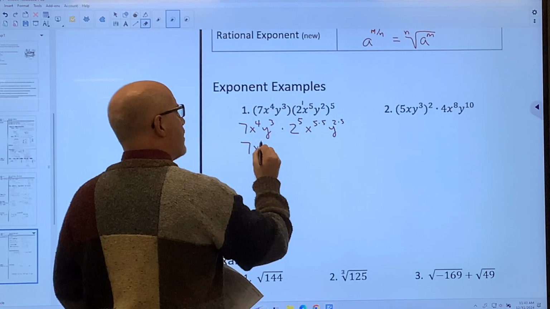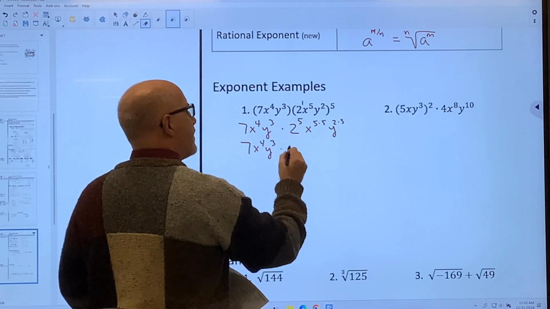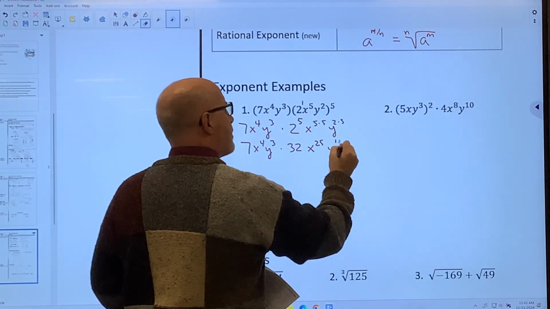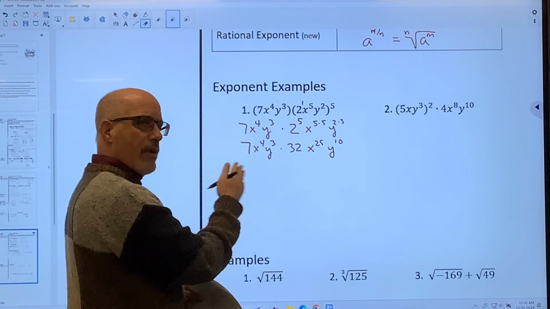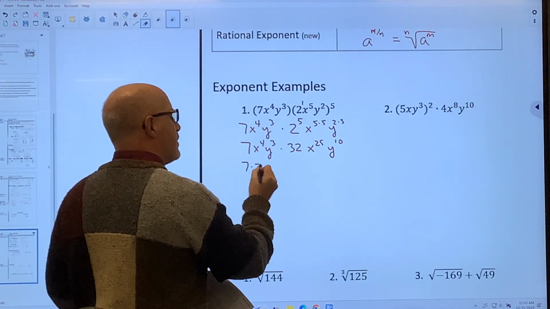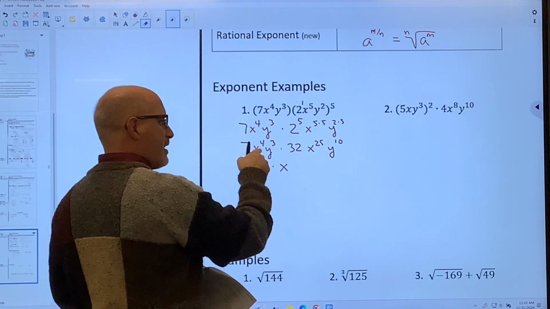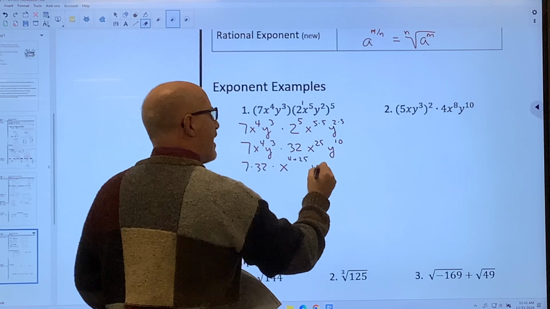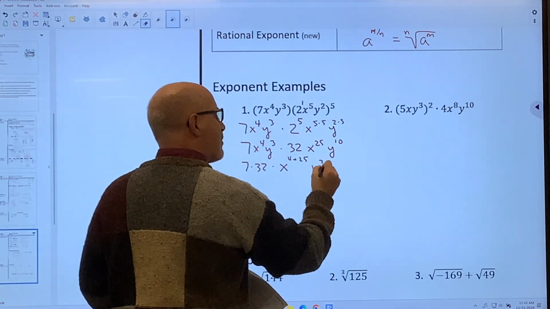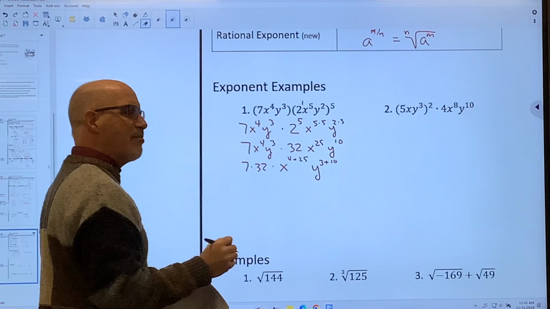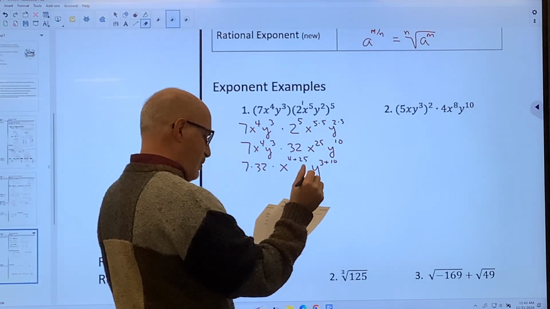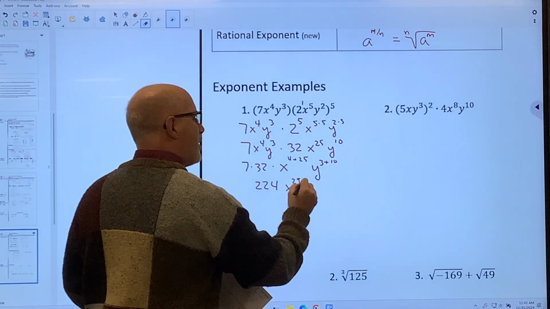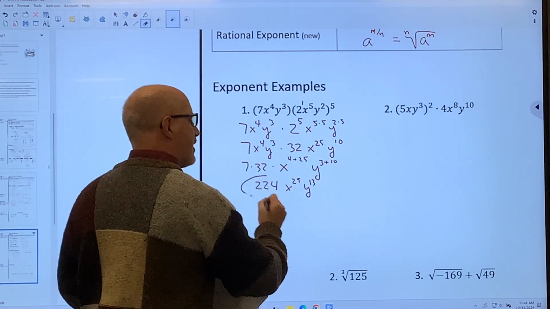So this one I'm going to leave alone for just a moment. 2 to the 5th is equal to 32, x to the 25th power, y to the 10th power. Now when I take this, I'm going to rearrange. I'm going to do 7 times 32 in the front, times x. There's an x to the 4th, an x to the 25th. I'm going to add those exponents. I've got a y to the 3rd, y to the 10th. I'm going to add those exponents because they're the same base. And now 7 times 32 gives me 224, x to the 29th power, y to the 13th power is my final answer.